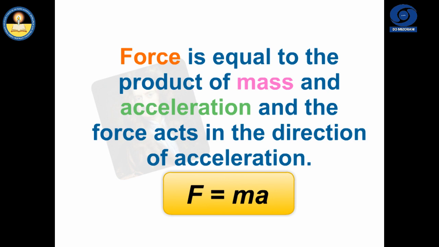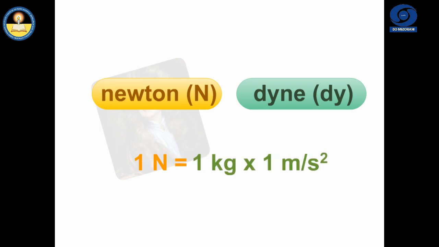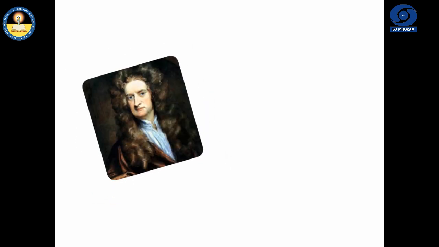SI unit of force is Newton. In the CGS system, the unit of force is dyne. 1 Newton can be defined as the force that acts on a body of mass 1 kilogram, producing an acceleration of 1 meter per second square. The expression for force is used to measure the magnitude of the force.